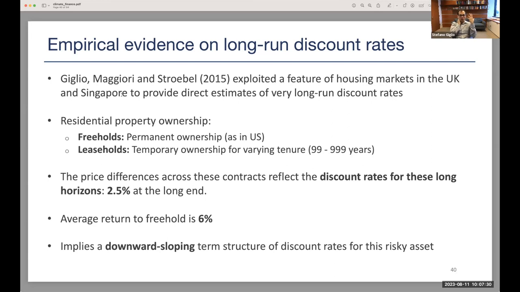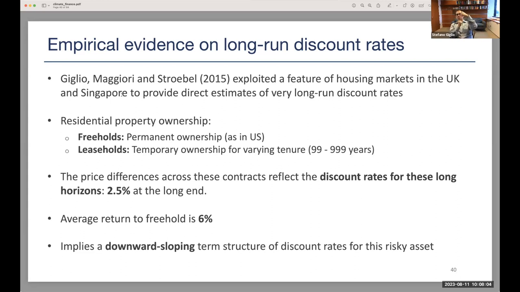It's because of some quirk in the UK and Singapore housing markets, in which you can basically buy a house forever, like you do in the US, that's called the freehold, or you can buy a house for a limited amount of time, which is called the leasehold. So if I buy the house for, let's say, only 100 years, at the end of 100 years, I don't have the house. If I buy the freehold, at the end of the 100 years, I have the house.